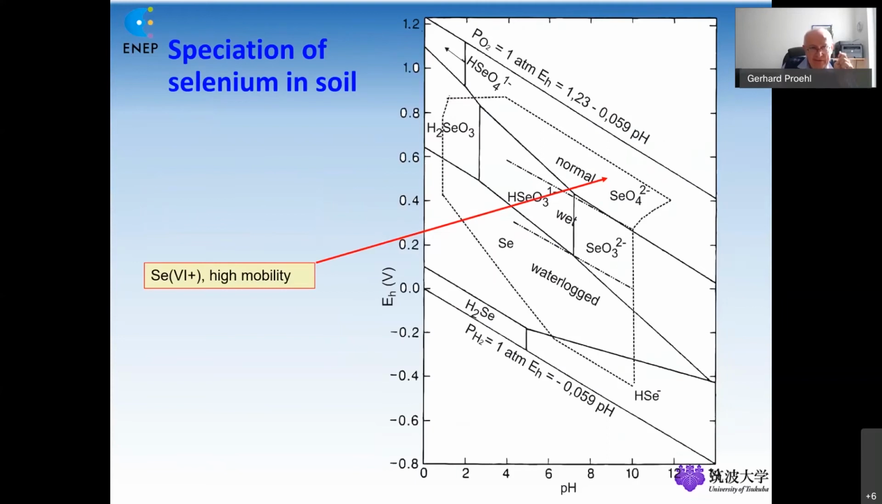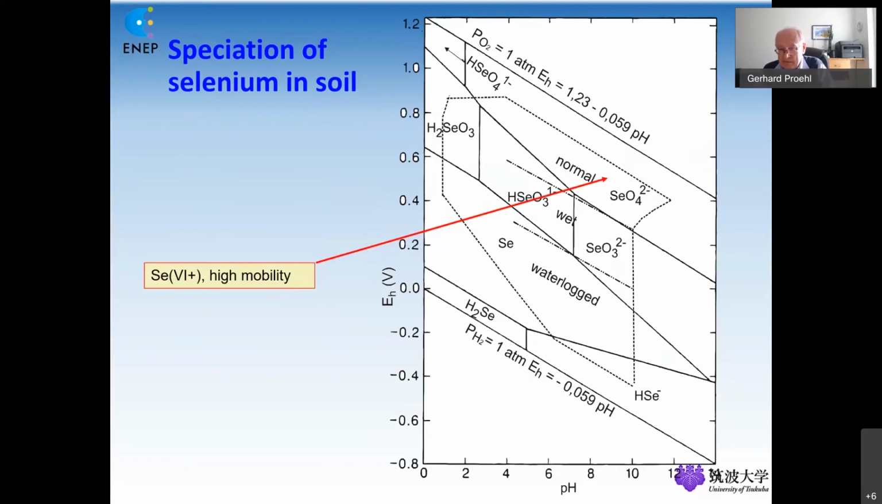Another radionuclide is selenium, selenium 79. Also, as you see, it has a very pronounced speciation. We have here six, seven, eight forms of selenium. The selenium species with the highest availability is selenate 6 plus, and the region where selenate is present is marked by this red arrow. For selenium, the point is that selenate is very mobile and very much available.